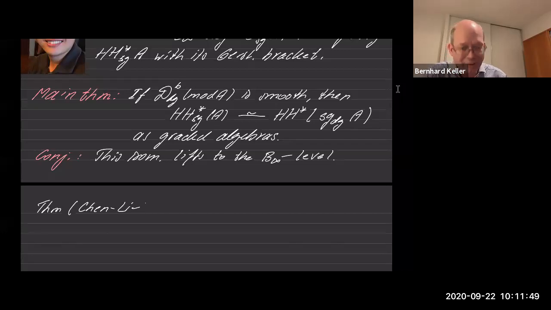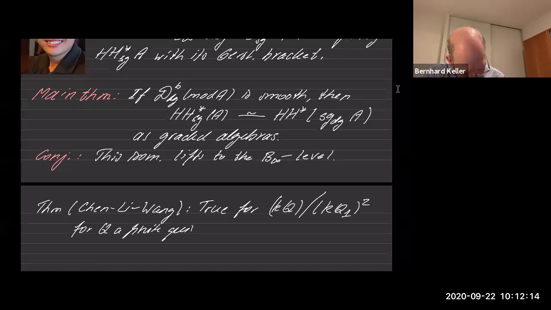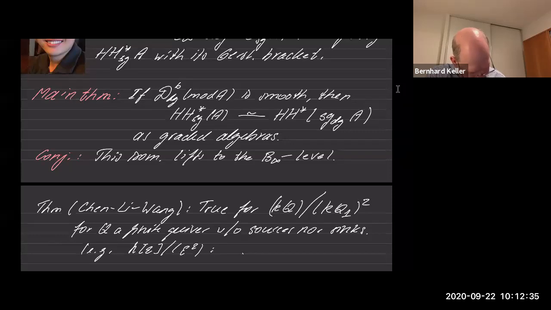Namely, this is true for so-called radical square zero algebras. So these are path algebras of finite quivers where you divide by the square of the ideal generated by all the arrows. It's for Q a finite quiver, for technical reasons without sources and without sinks. Okay, so a typical example of such an algebra would be the algebra of dual numbers, which is associated with a quiver with just one vertex and one loop.